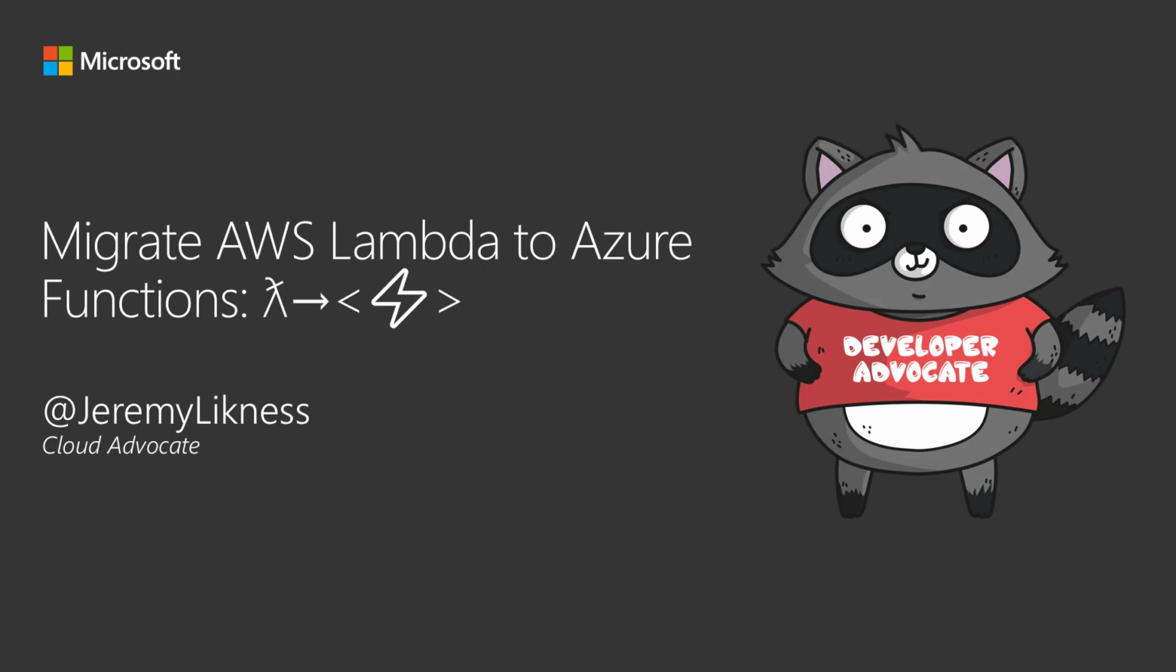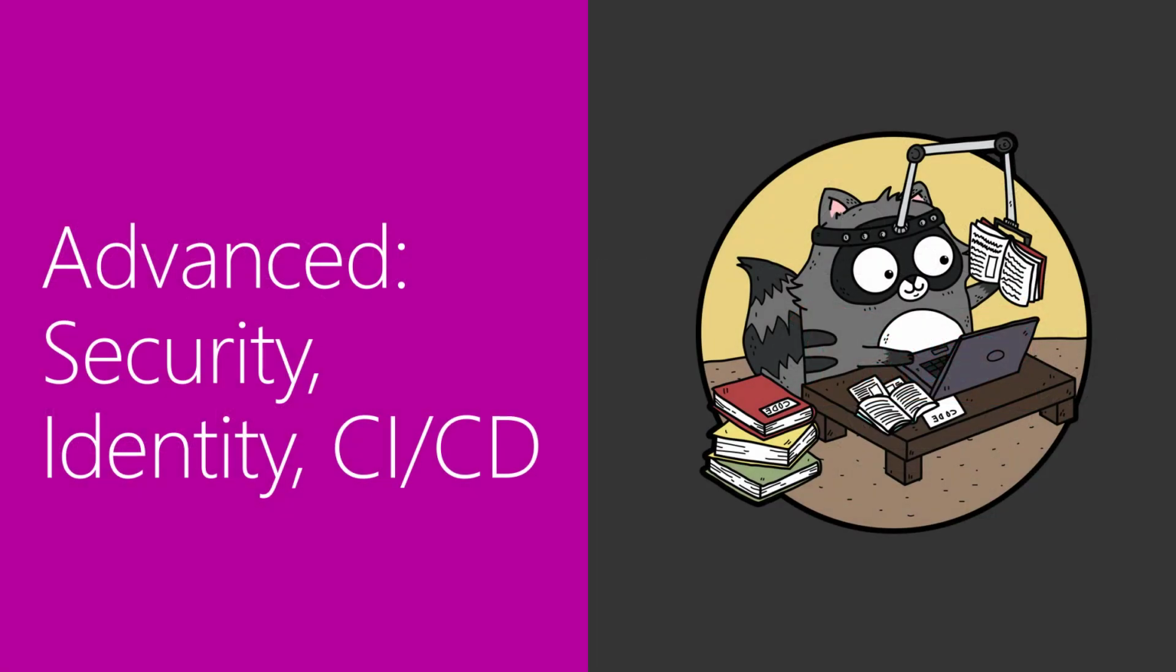Welcome to the sixth and final episode of Migrate AWS Lambda to Azure Functions. In this episode, we'll be covering some advanced concepts such as security, identity, and continuous deployment.